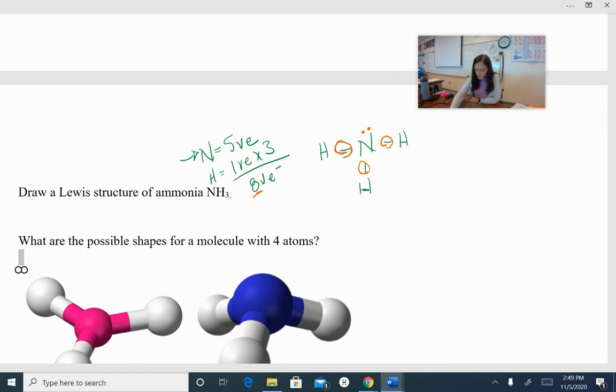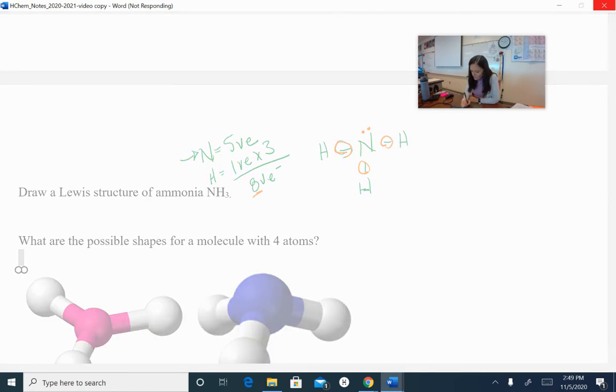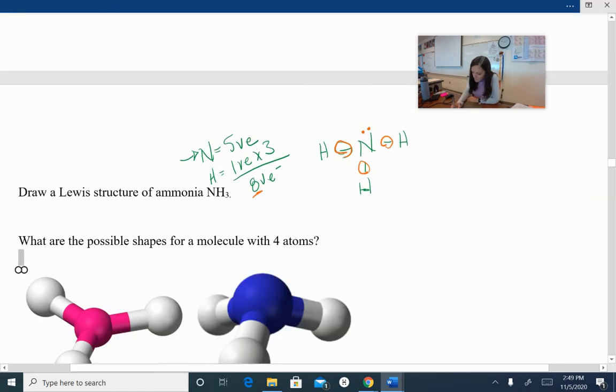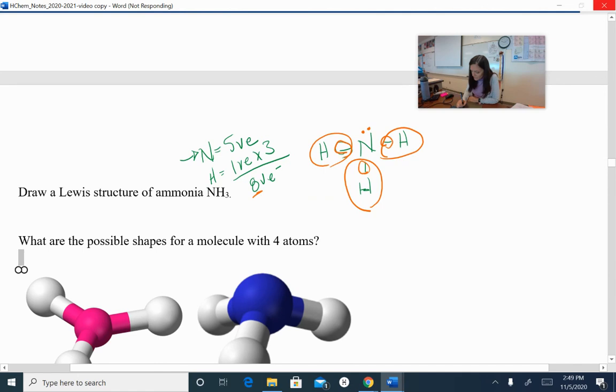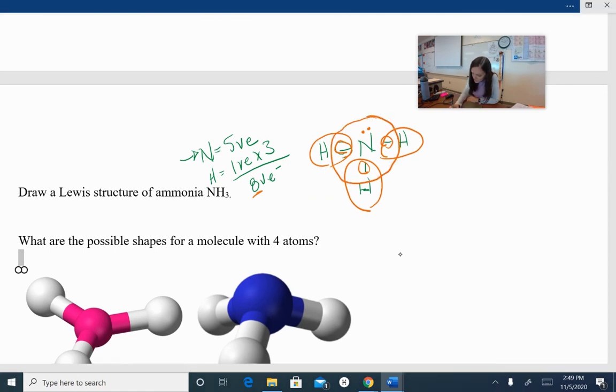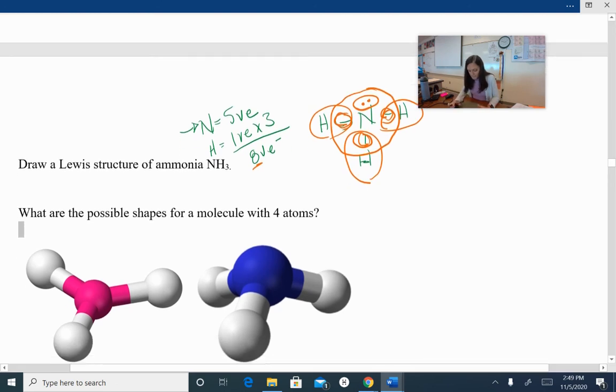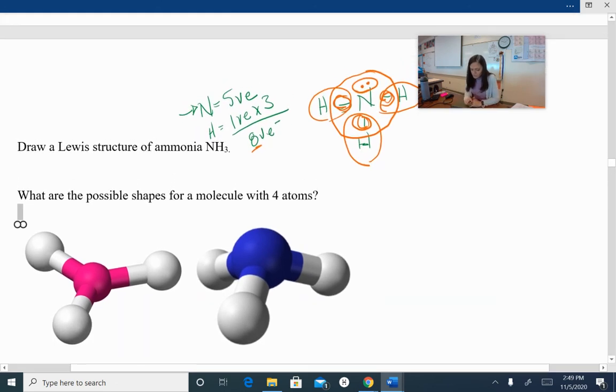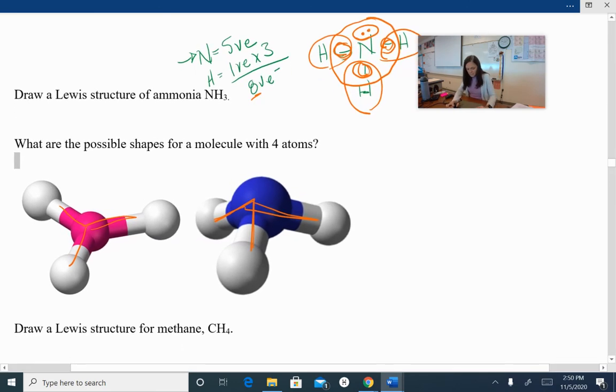Let's count up our octets, shall we? Hydrogen has 2 valence electrons here that it can use. This hydrogen has 2 that it can use, so it is satisfied. This hydrogen has 2 that it can use. And this nitrogen has 2, 4, 6, 8. So all the octets are satisfied. Okay, so what are the possible shapes? We've got this trigonal planar shape, or we've got this kind of bent pyramidal shape. We'll get into these shapes next time.